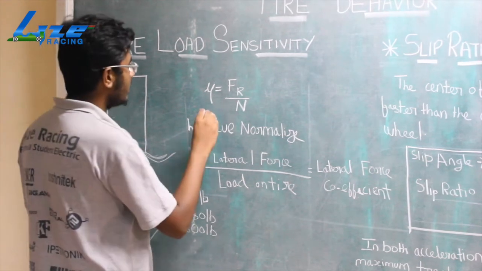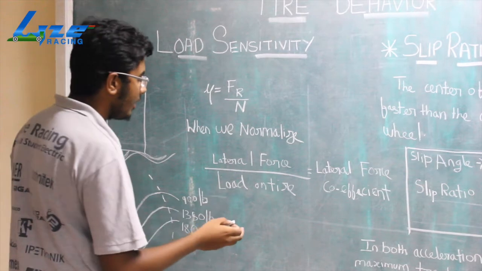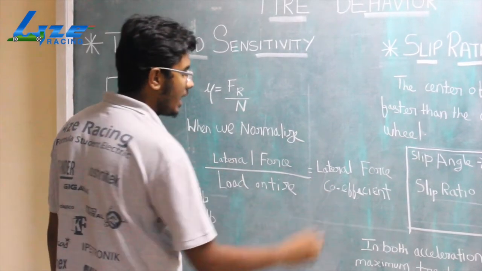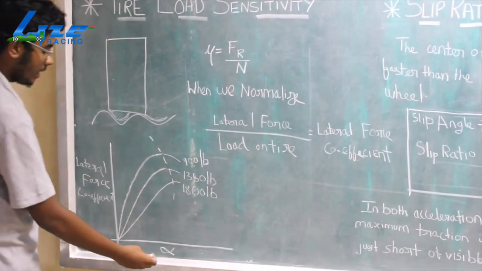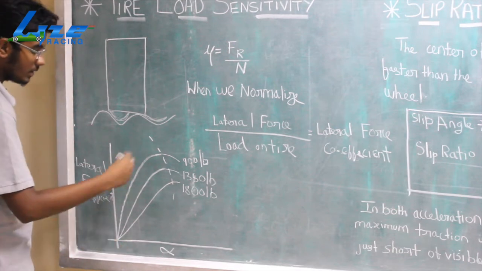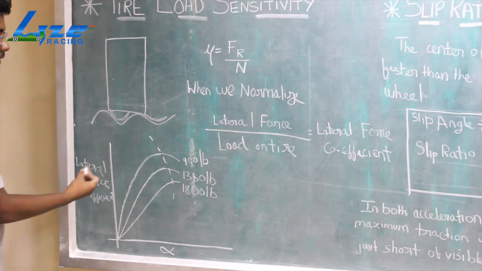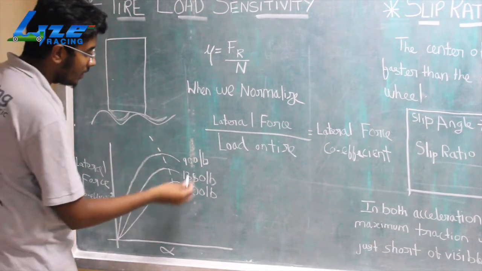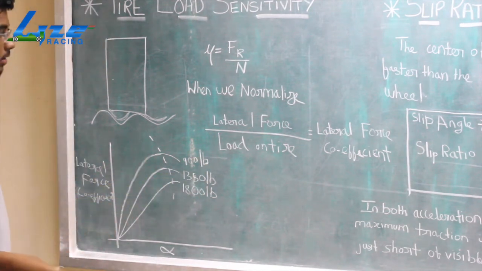If we see it in these terms, mu is equal to Fr by N. When you normalize it, that is when we divide it by the load on the tire, we get that lateral force by load on tire gives us a lateral force coefficient. When you plot a graph with the lateral force coefficient and slip angle, we get something like this. We might have seen this graph before, that is alpha versus lateral force when we change the loads. But one thing is converse in this, that the loads are in decreasing order.